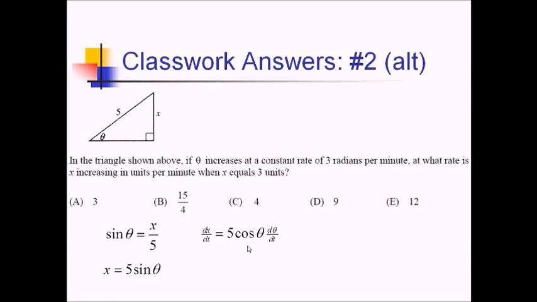So there's that. But now if you look at what's going on here, I still need to know d theta over dt, which they told us was 3. But we also need to know cosine of theta. So how do we find that? Well, they told us that this is all happening when x equals 3. So we can actually go back to the original equation here and write sine of theta equals 3/5.